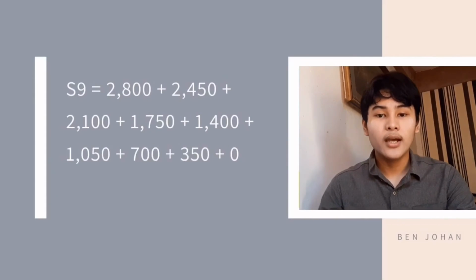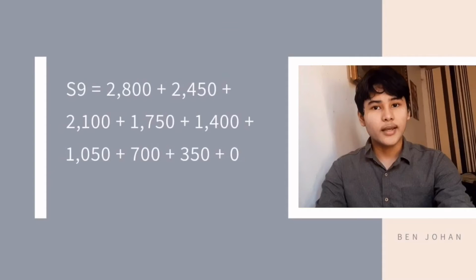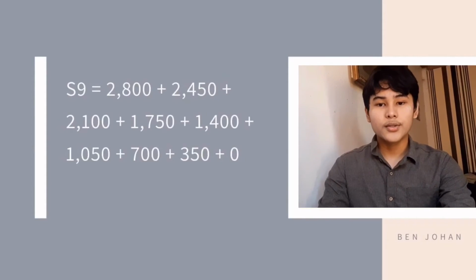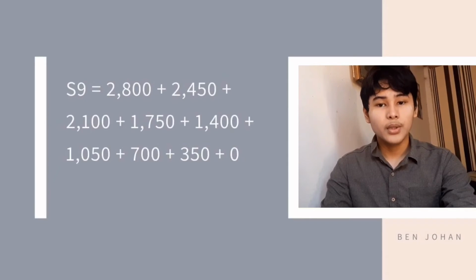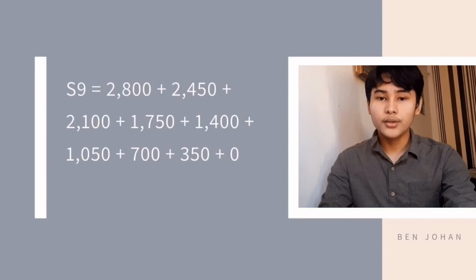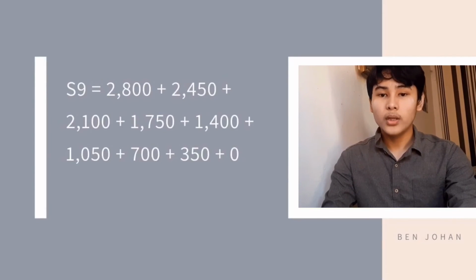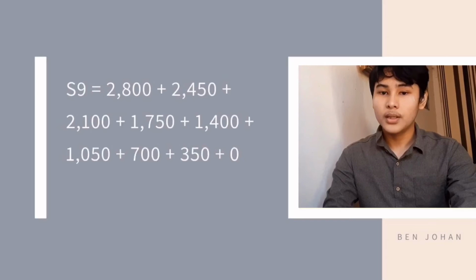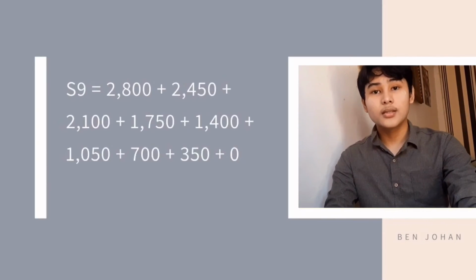Simplify it and we will have the answers from S1 to S9, and we will have S9 equals 2,800 plus 2,450 plus 2,100 plus 1,750 plus 1,400 plus 1,050 plus 700 plus 350 plus 0.